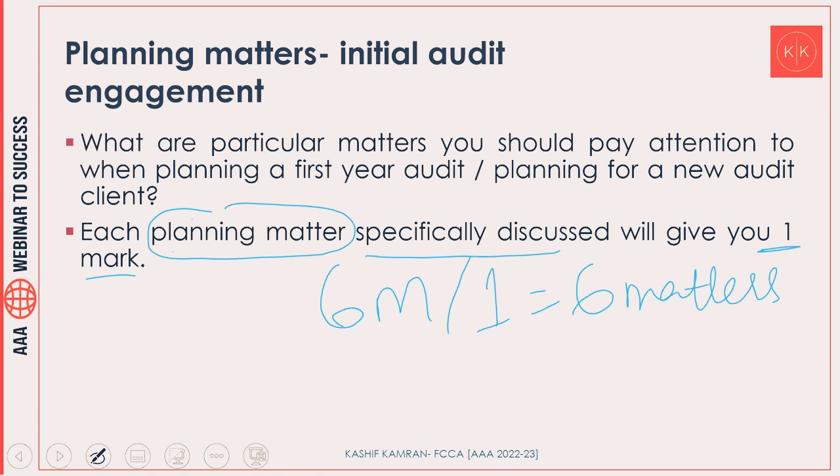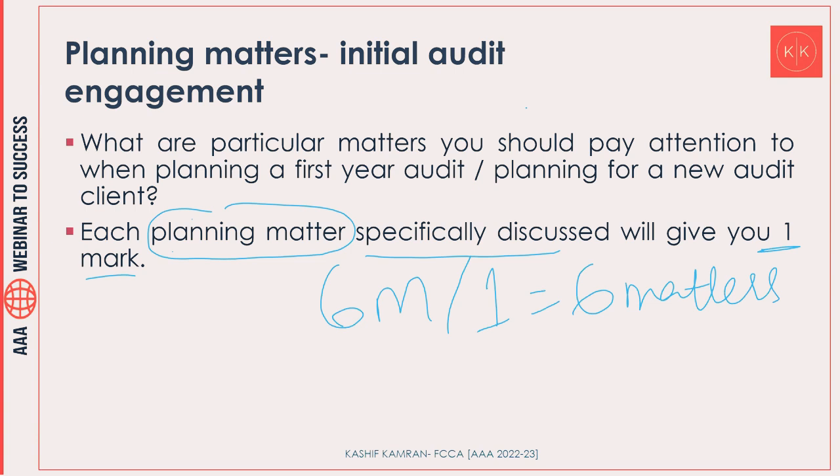And what should be the length of every matter? I think maximum 2 sentences. Maximum 2 sentences long will be 1 matter. So you need to write 6 paragraphs for 6 matters, and every paragraph will be like 2 sentences long. A sentence means where you put a full stop, right? I'm not saying 2 lines, I'm saying 2 sentences. There is a big difference between lines and sentences, right? So is everyone clear with what the requirement was asking for?